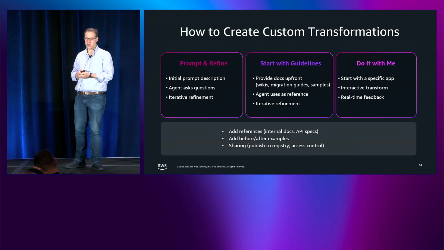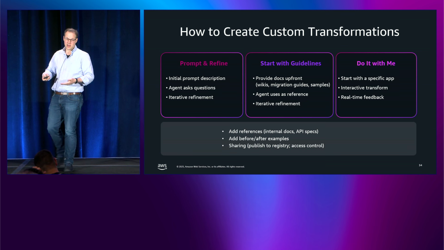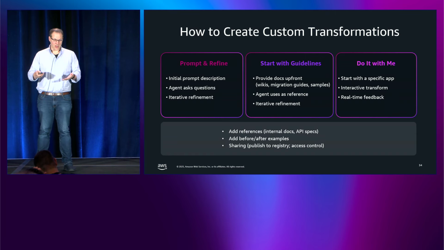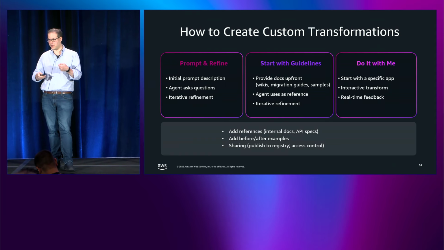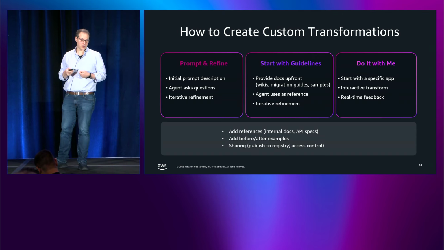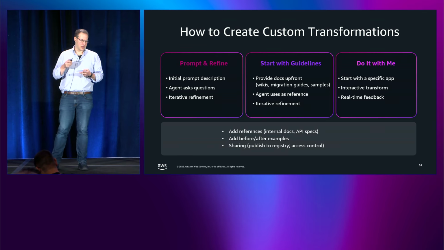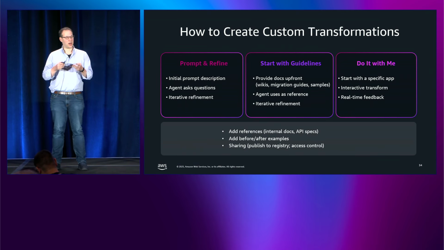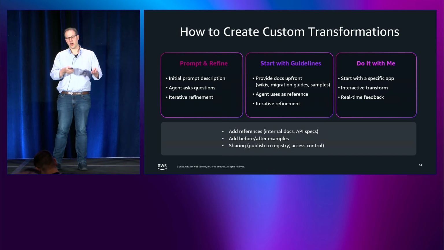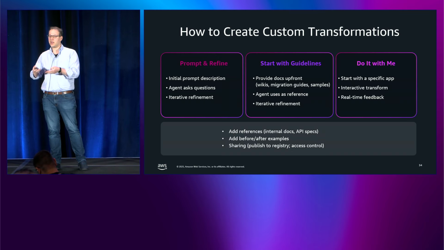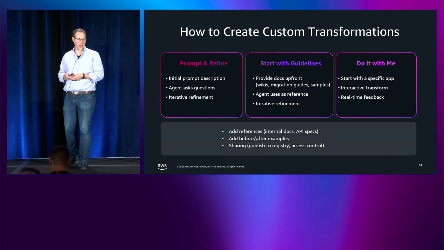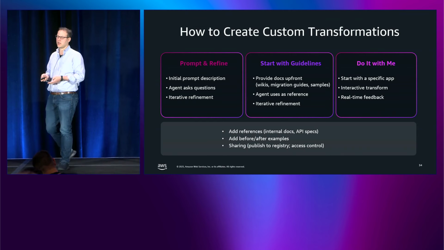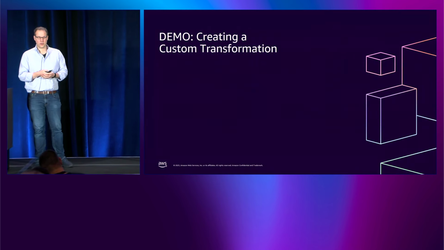Finally, you also have a "do it with me" approach, in which you have a very simple transformation definition, and you stop the agent while it's working, providing feedback. Very, very important are references and before and after examples. After you're done, the idea is that you publish this new transformation definition to your organization registry that is associated with your AWS account. That can of course be access controlled through IAM.